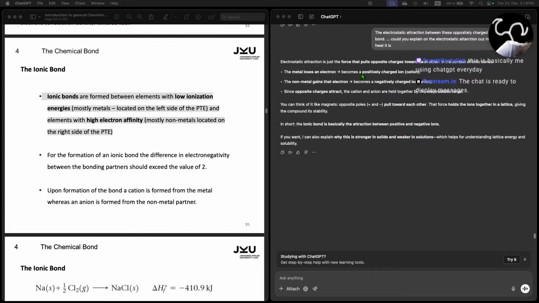Losing an electron means there's a need for an electron, right? Yeah, the atom becomes smaller. The non-metal gains that electron and becomes a negatively charged ion. Since opposite charges attract, the cation and anion are held together by electrostatic force.